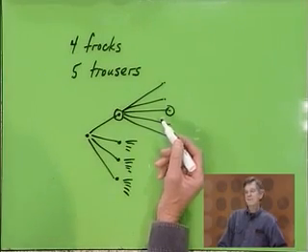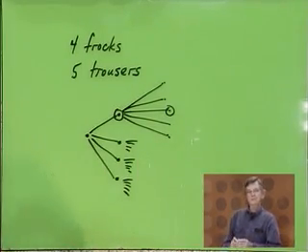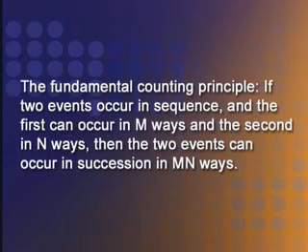So let's go to the next graphic and we'll see this spelled out in words. The fundamental counting principle says that if 2 events occur in sequence, and the first can occur in m ways and the second in n ways, then the 2 events can occur in succession in m times n ways.